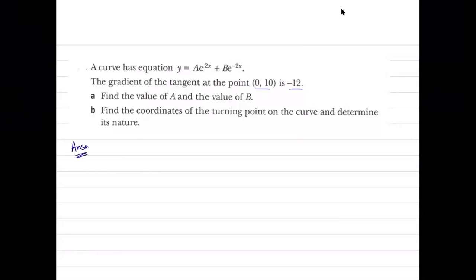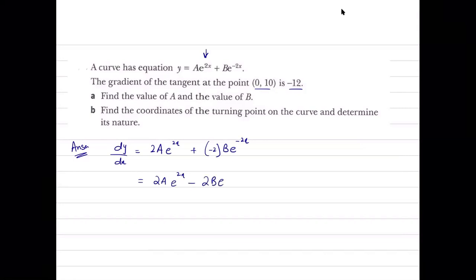So we have been given the gradient value at x equals 0. To begin with, we'll have to differentiate this first. Differentiation of a e to the power of 2x is simply going to be 2 times the same, because the differentiation of an exponential function is the function itself times the differentiation of the power, that is 2. Differentiation of b e to the power of minus 2x is itself times the differentiation of the power, that is minus 2. So your gradient function came out to be 2a e to the power of 2x minus 2b e to the power of minus 2x.